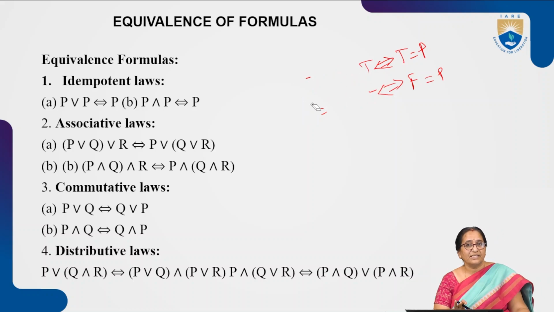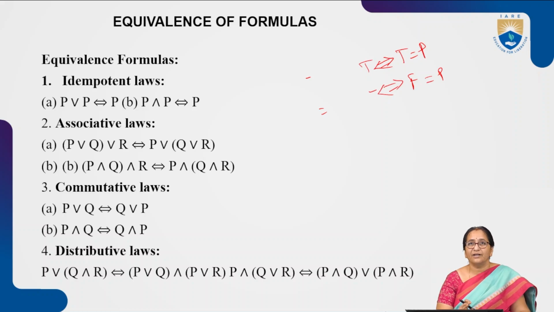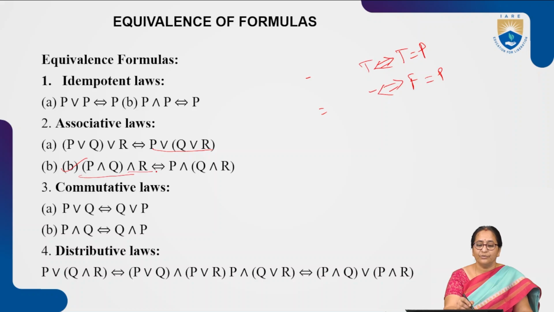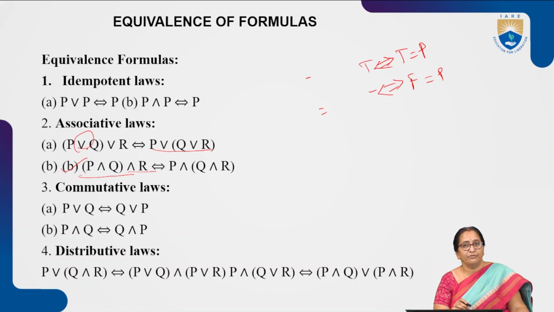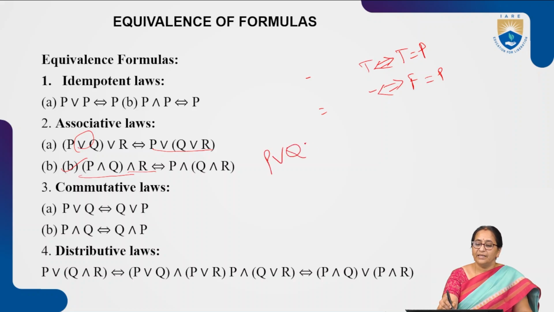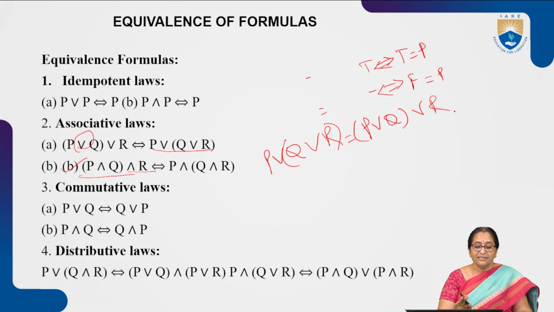The next one is the associative law. Associative law means (P or Q) or R is equivalent to P or (Q or R). Similarly, for the AND operation also, (P and Q) and R is equivalent to P and (Q and R). This is called the associative law.